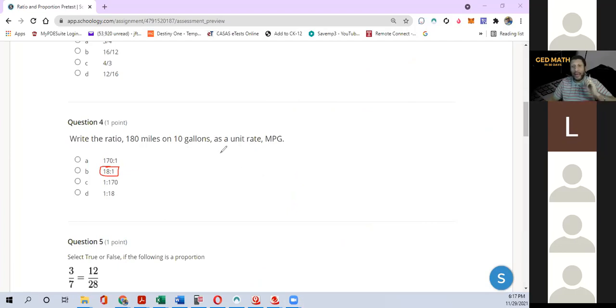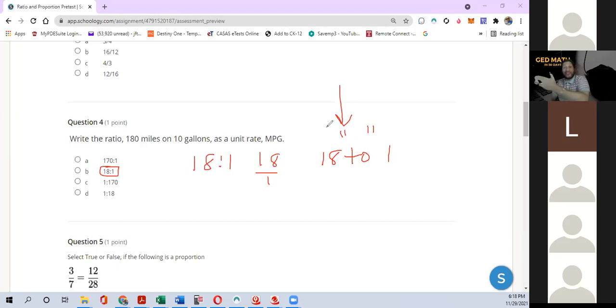Okay, I'm glad you asked that. Who asked that question? Keisha. There are three ways you could see a ratio. They could write it as 18:1, they could write it as 18/1 as a fraction, or they could use the word "to." Most word problems will use the word "to."